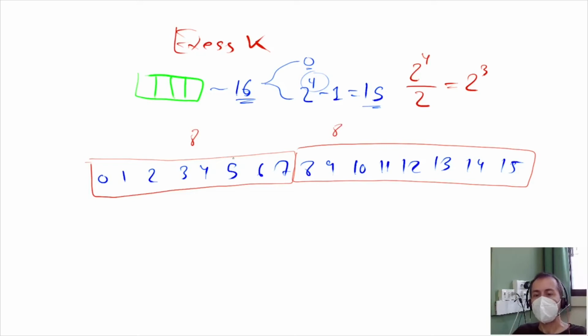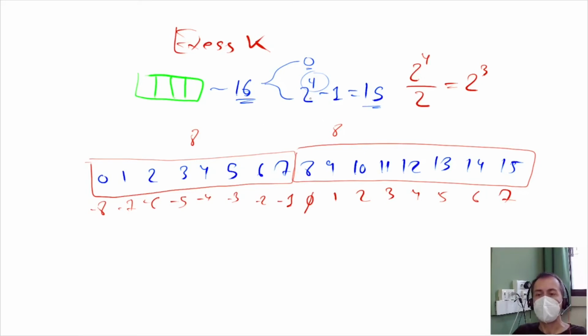So we put the 0 here. This is a convention. We can do it in different ways, but we can put a 0 here. So this will be minus 1, minus 2, minus 3, minus 4, minus 5, up to minus 8. And this will be 1, 2, 3, 4, 5, up to 7. So this is a way of representing the numbers using excess K.